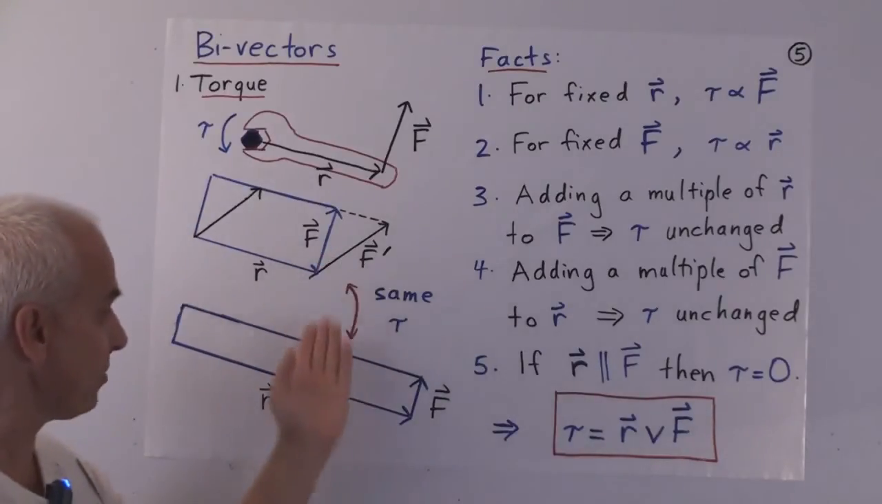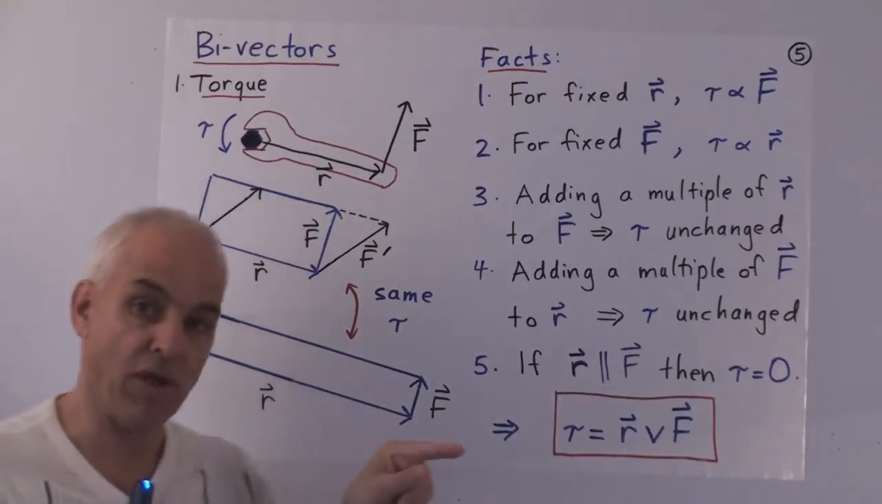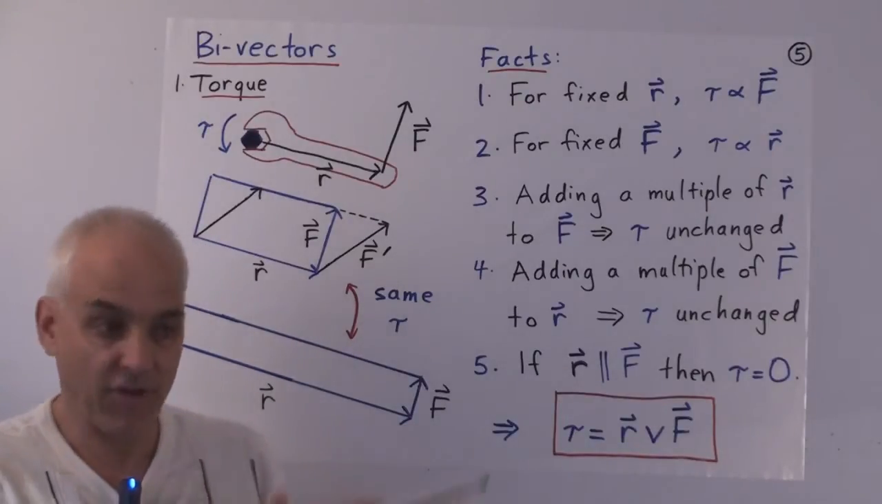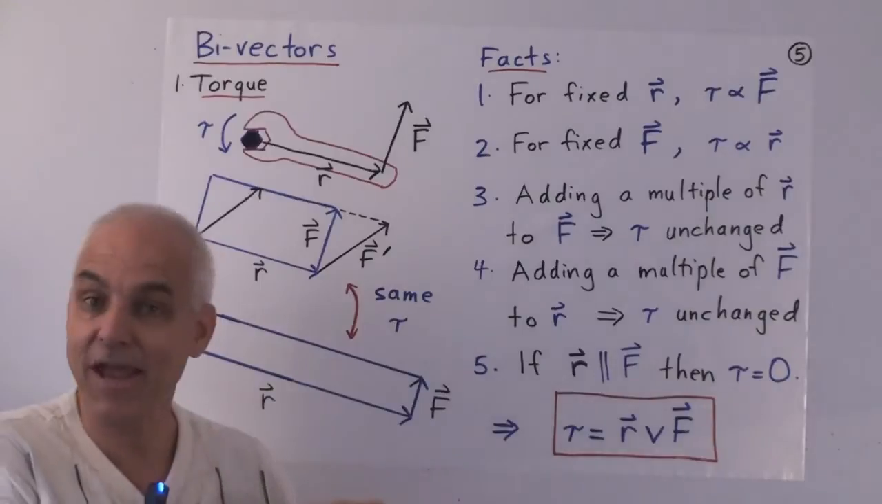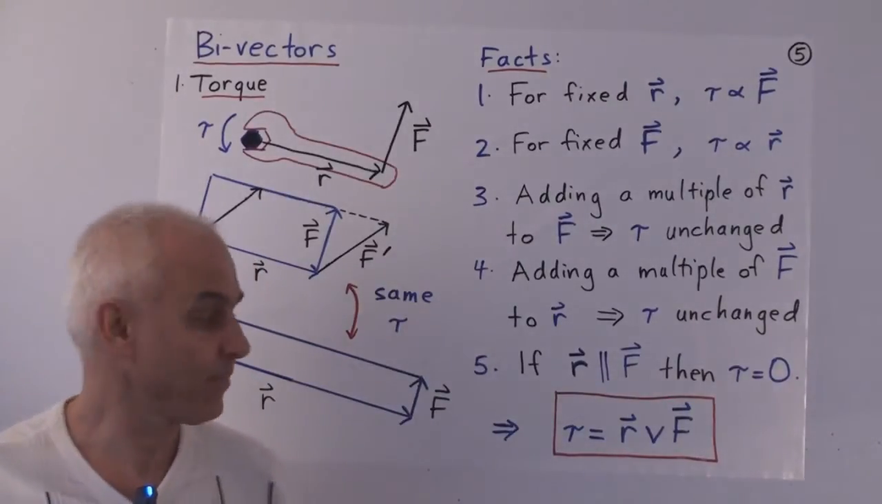And that corresponds, in terms of the area picture, to the situation where you have a parallelogram formed by two parallel vectors. Well, such a parallelogram is degenerate. It has no area, and so the corresponding torque is 0.